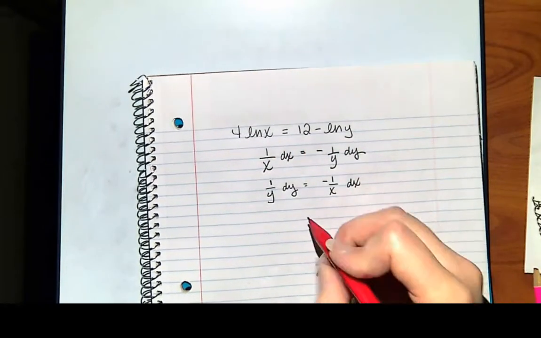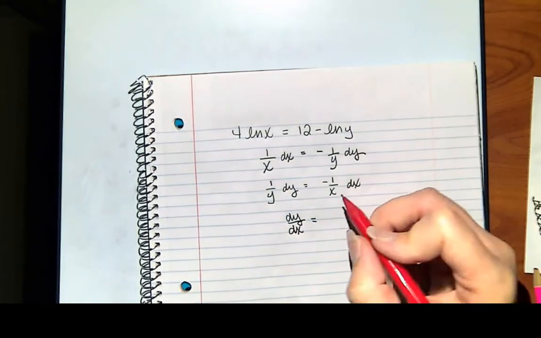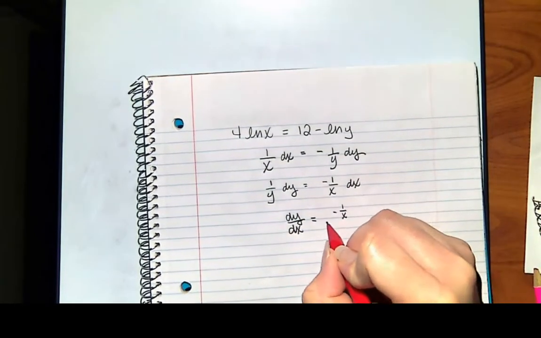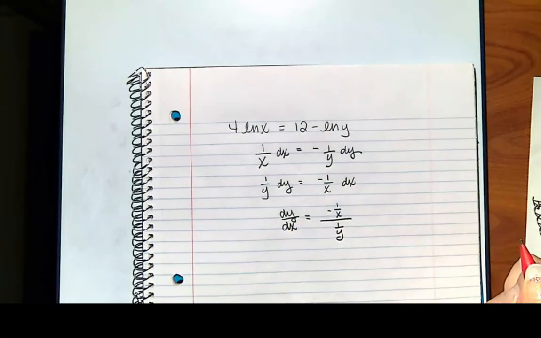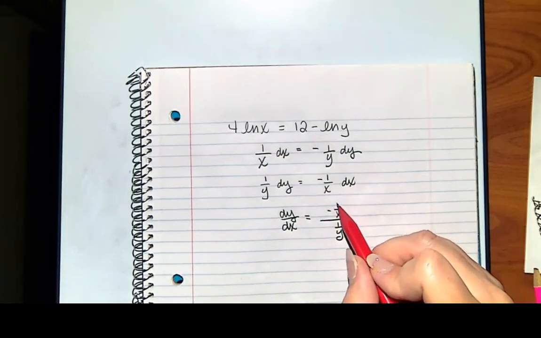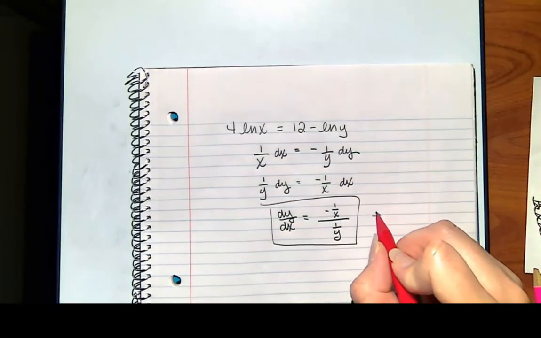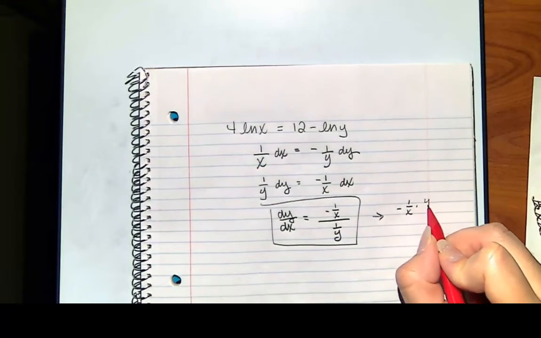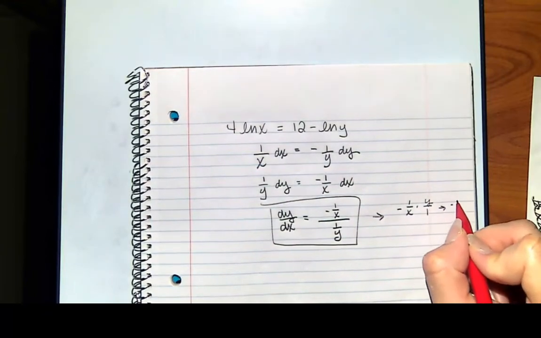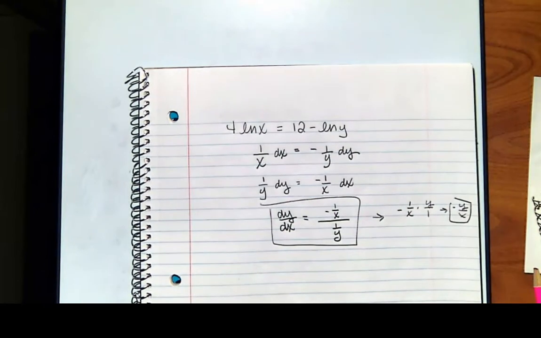And now I can do my flippy floppy. So dy dx is a negative 1 over x over a 1 over y. And again, you can clean that up if you want to. A fraction over a fraction means that you would flip and multiply. So I would have a negative 1 over x times y over 1, which would give me a negative y over x. And that would be your final answer if you wanted to clean it up.